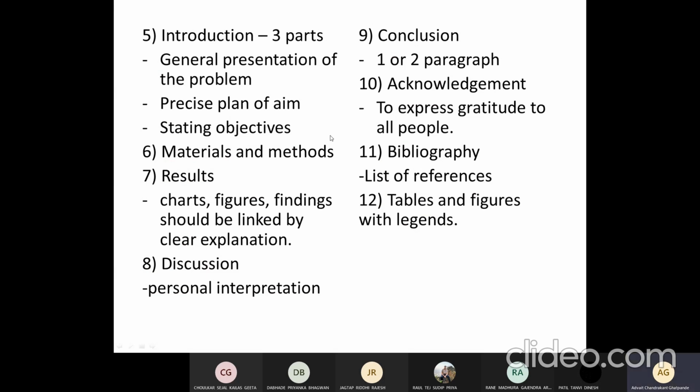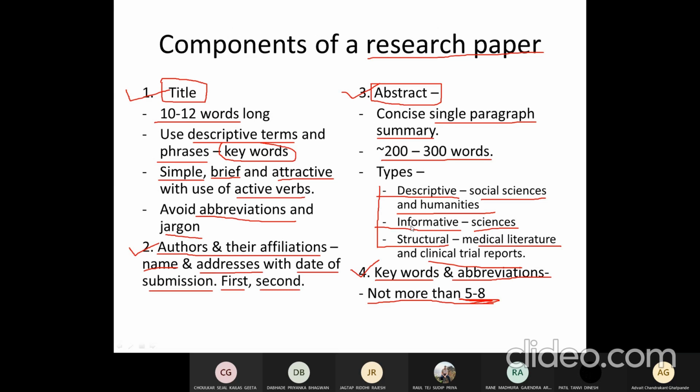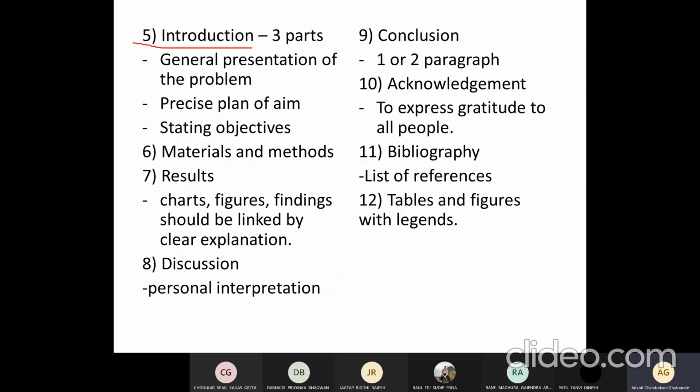On this next slide, the next part of a research paper is introduction. Then after proper writing of, let's say, a title, author, their affiliations, abstract and keywords, now it is a required part to write introduction. So introduction should be written in 3 parts. There are 3 parts of introduction.